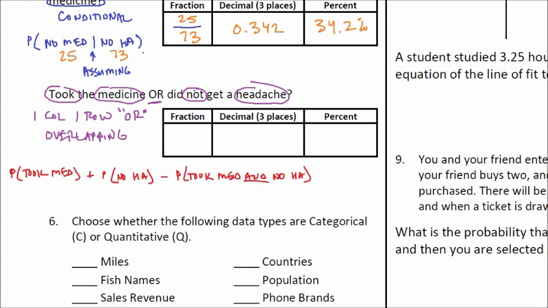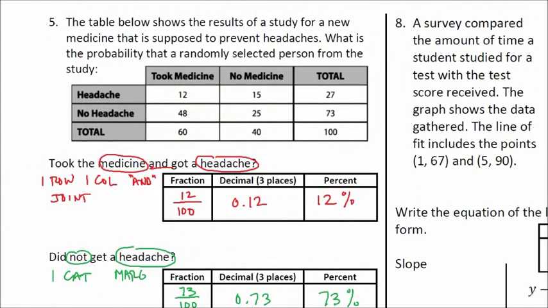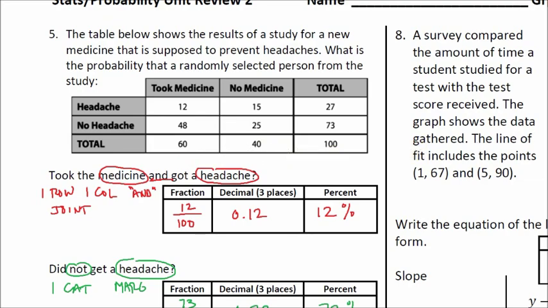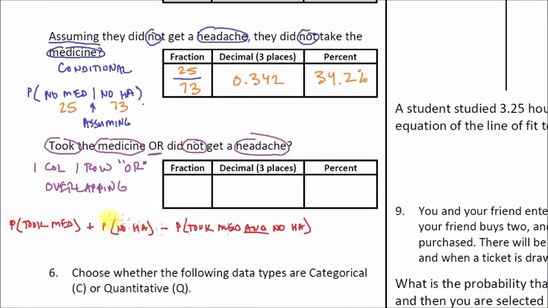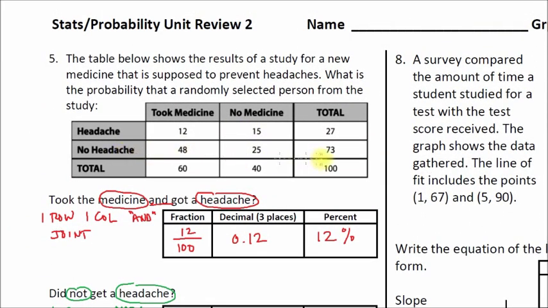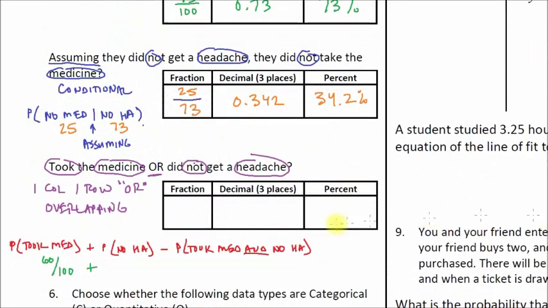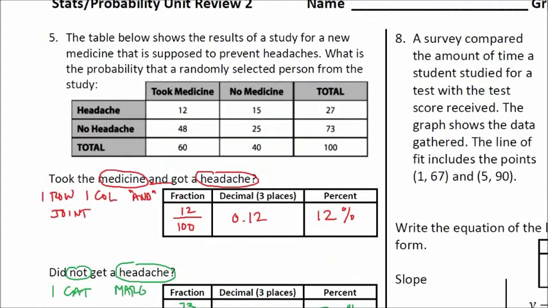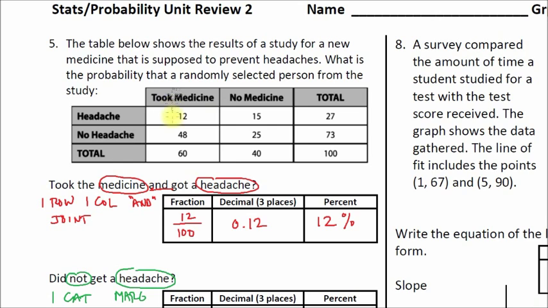Let's take a look at this. What's the probability they took medicine? We've got 60 out of 100 took medicine. So 60 out of 100. Now we're going to add the probability that they had no headache. No headache is 73 out of 100. But if you look at this, if they took medicine and had no headache, you can see there's an overlap here. We got 48 people that we just counted twice.